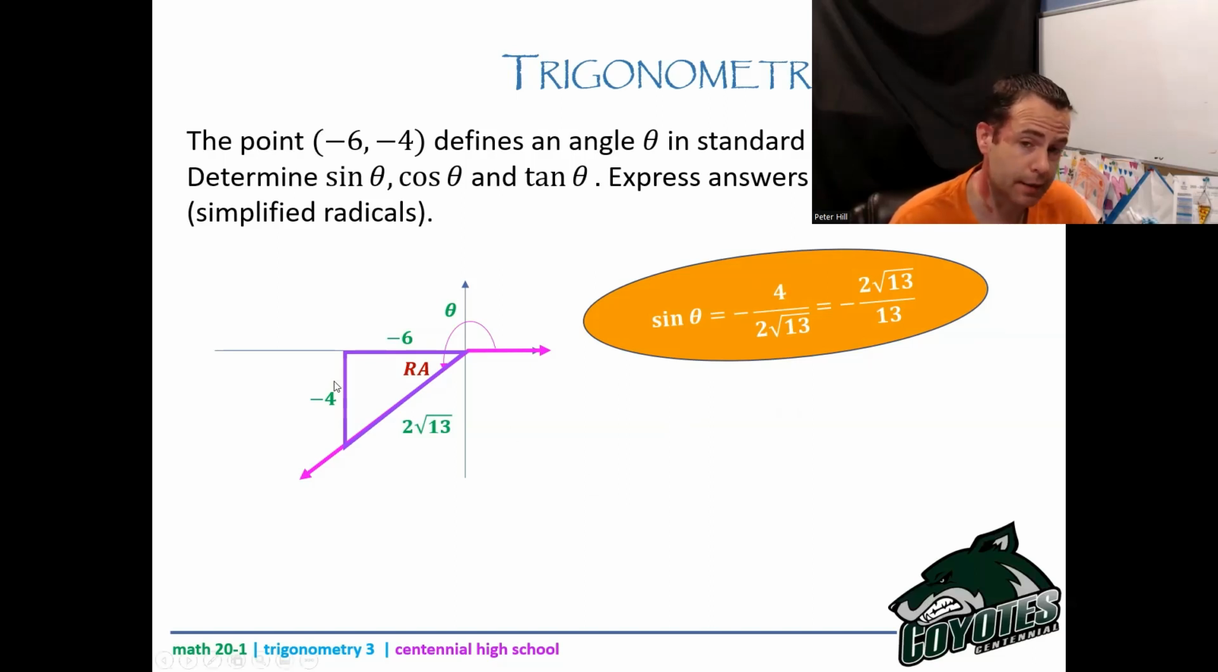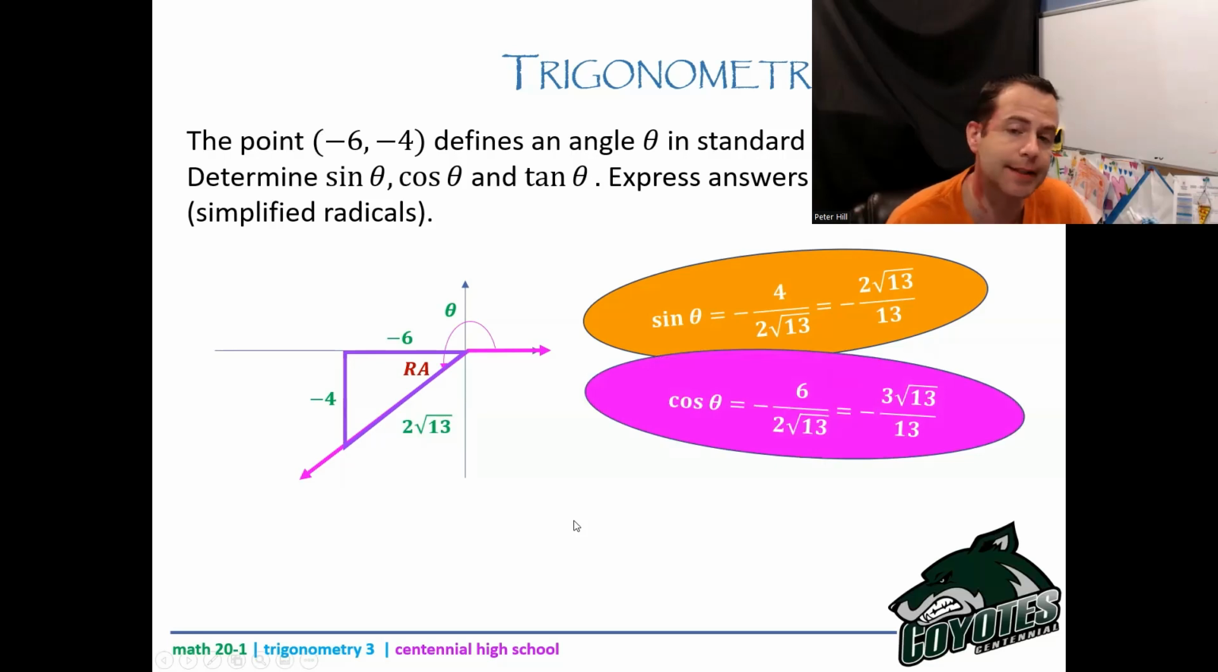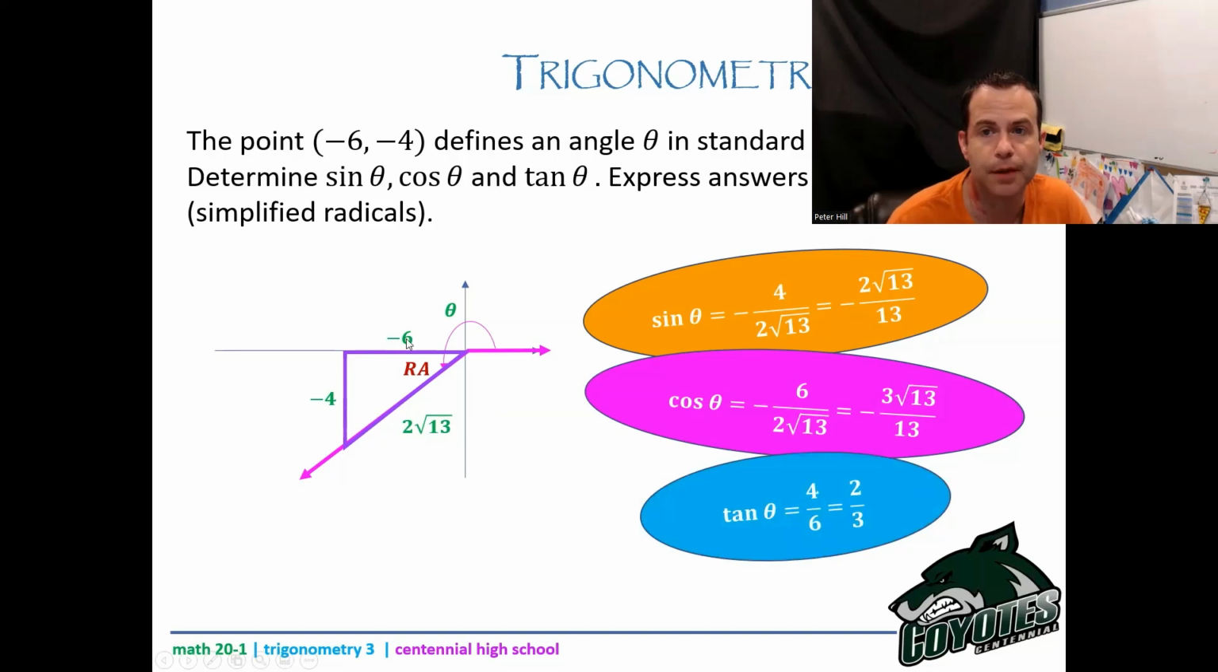For cos of theta, I'm going to be adjacent over hypotenuse, or x over r. So that'd be -6 over 2 root 13. -6 divided by 2 is -3. So I'm looking at -3 over root 13. But again, I want to rationalize that. So that'll be -3 root 13 over 13. And then tan of theta is opposite over adjacent, or y over x. So that'd be -4 over -6, but that actually reduces to +2 over 3. Okay, +2 over 3.